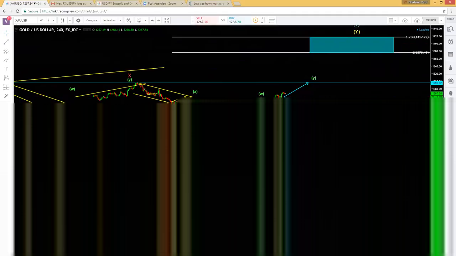So when we get this pullback and it is actually broken, then that is the opportunity to buy this pair. So right now, I haven't been taking a lot of trades. I'm just waiting for this pullback. So it's important to be patient, depending on your strategy.